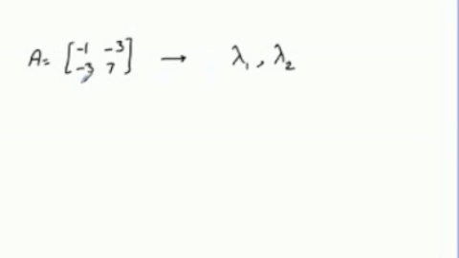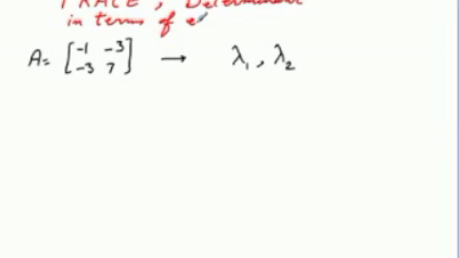Those two are covered under two titles. One is called trace, which is perhaps new. And the other one is something you have seen before, called determinant. These two quantities have an easy connection to the eigenvalues. So the title would be trace and determinant in terms of eigenvalues. So first of all, what is trace?